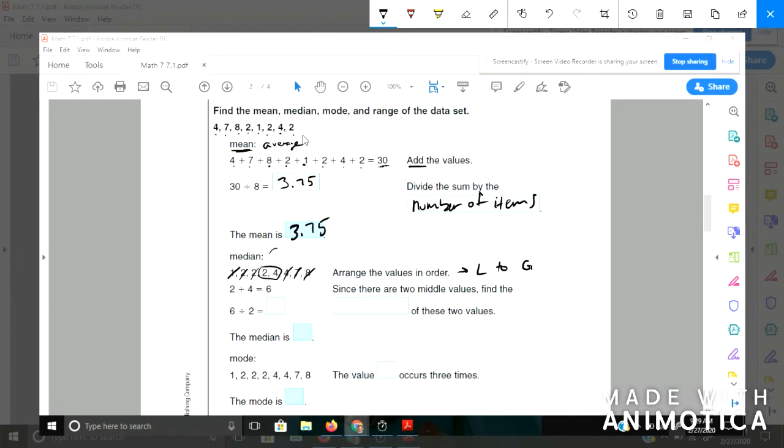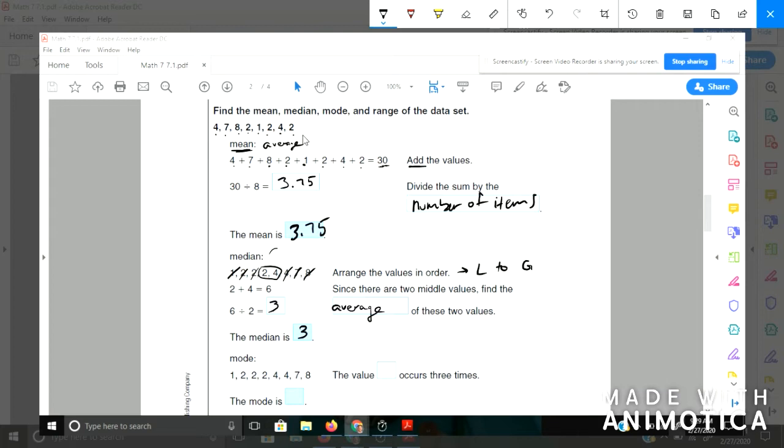So since there are 2 middle numbers, find the average of these 2 numbers. Okay, we just did that. To find the average, you take the numbers added together, so 2 plus 4 would give you 6, and then you divide by how many numbers there are. Well, there's just 2 numbers here. So 2 plus 4 is 6, and 6 divided by 2 would be 3. So the median is 3.